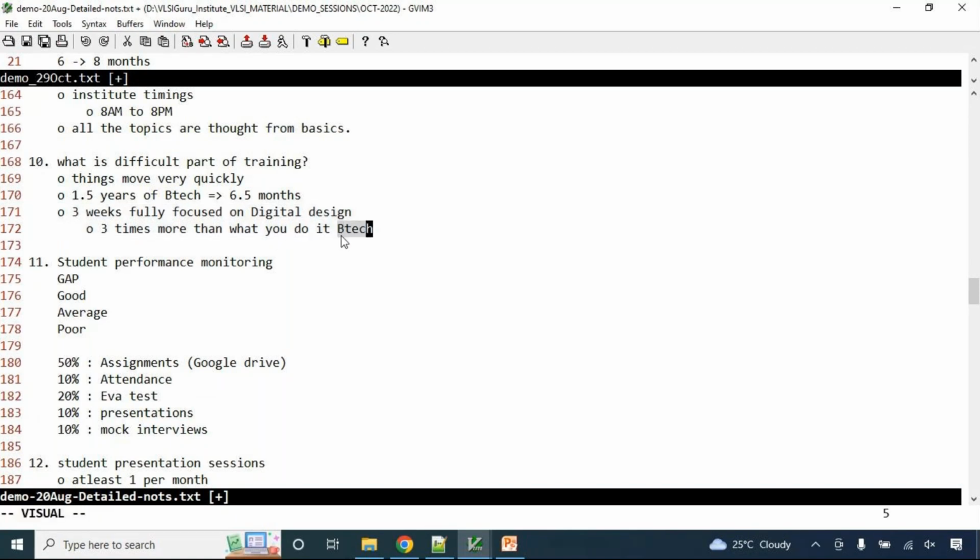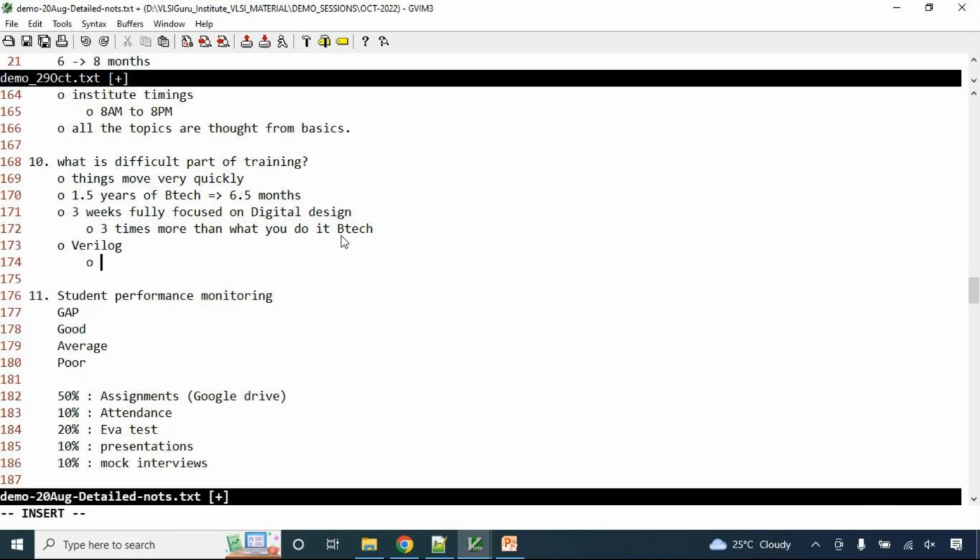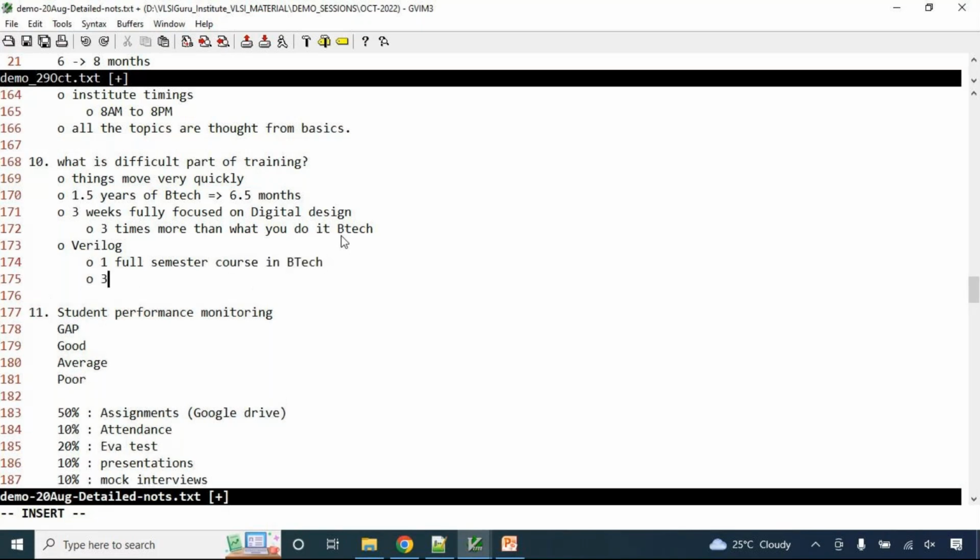Same thing with Verilog. Let's say Verilog is one full semester course. Here, you do 2 to 3 times more than that in 4 weeks. This is where people find it difficult to cope up.